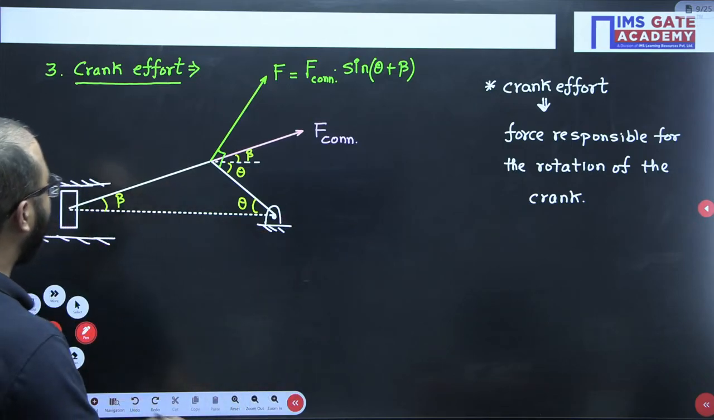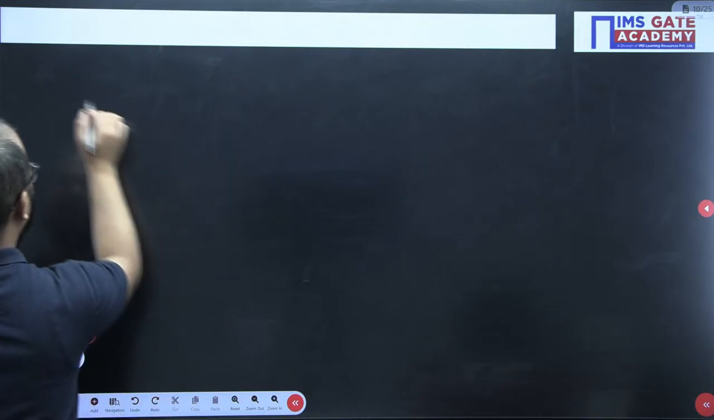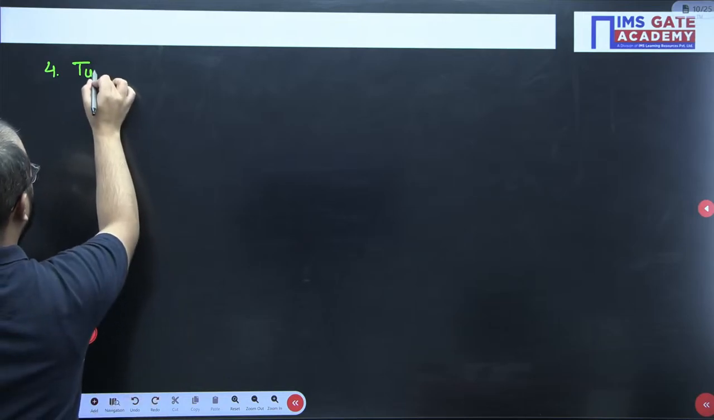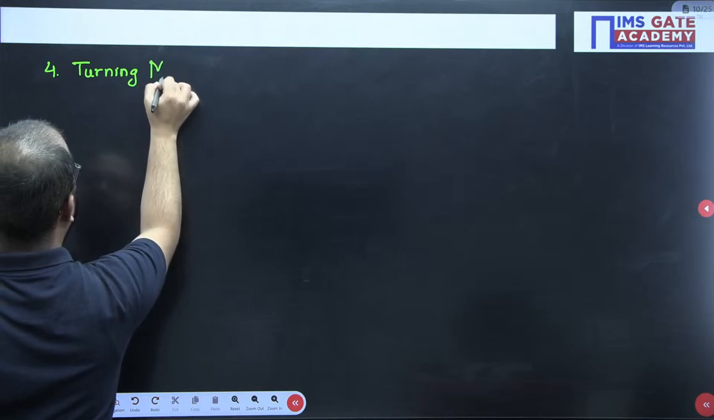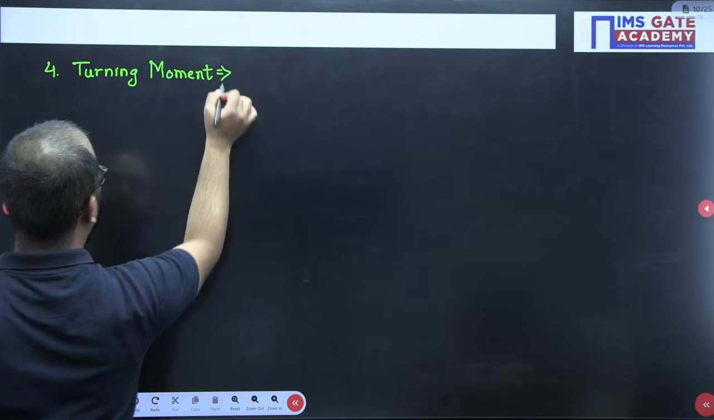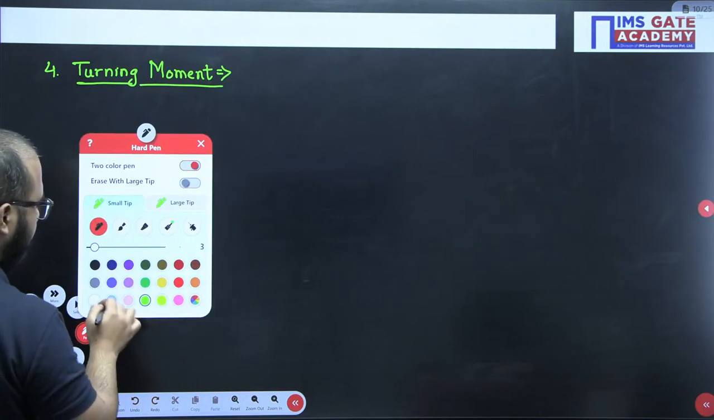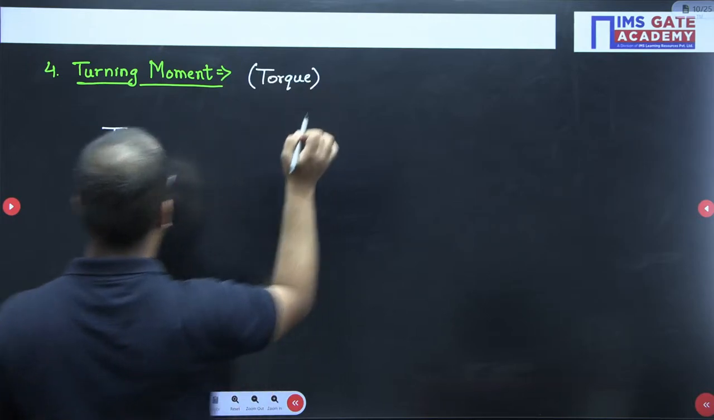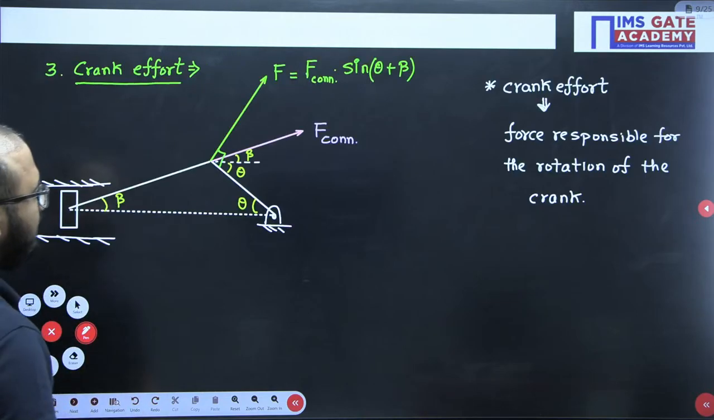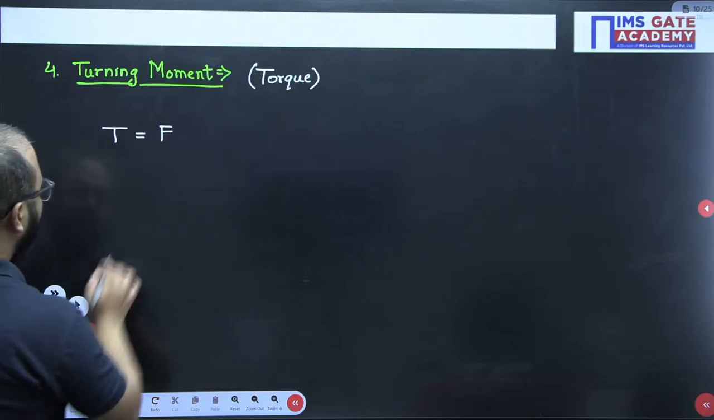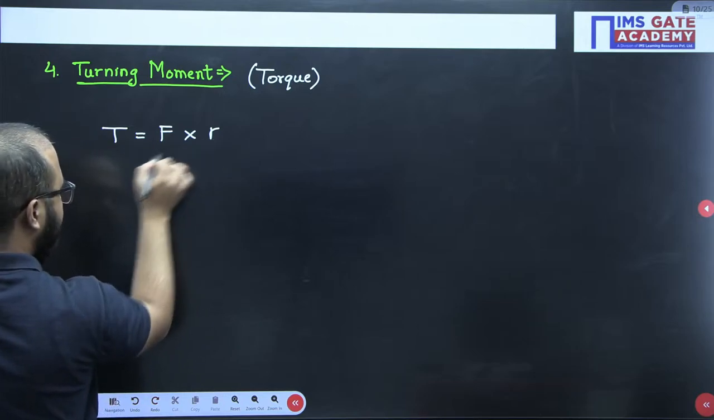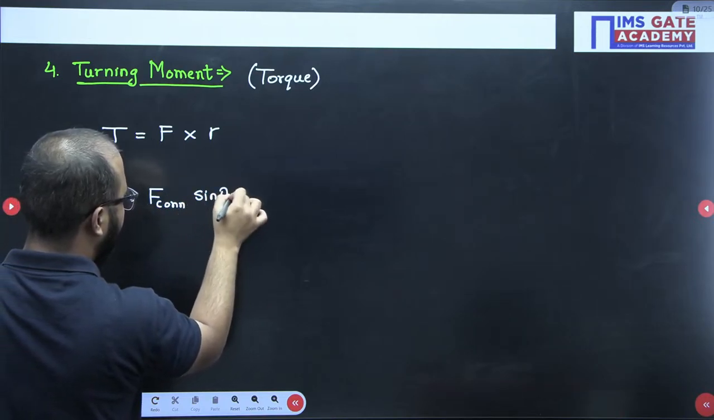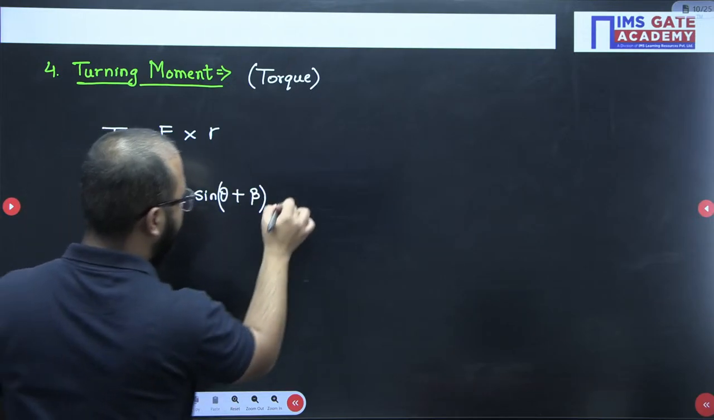Now the next important parameter, as I told you, is the turning moment, or basically you can also call it the torque. The torque value equals this crank effort multiplied by the crank radius R. The crank effort value is the connecting rod force multiplied by sin(theta plus beta). So torque equals the connecting rod force multiplied by sin(theta plus beta) multiplied by the crank radius R.